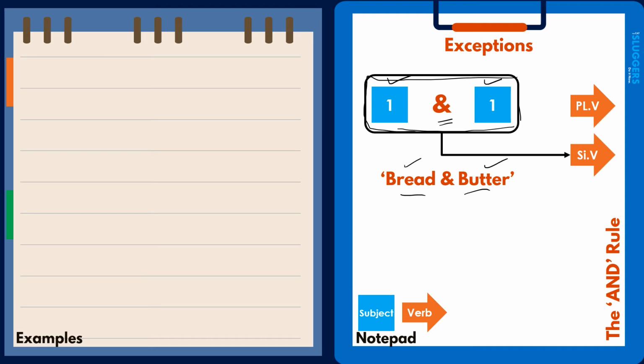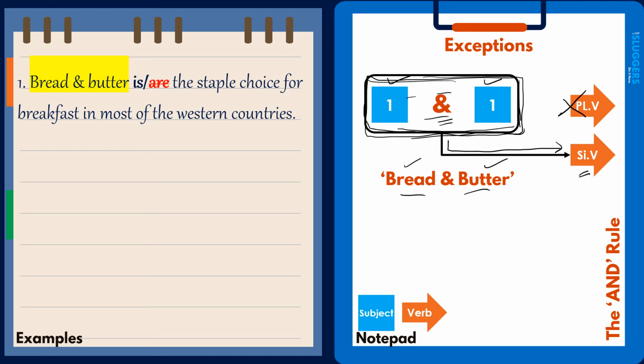So in such cases, the idea is आपको conceptualize कैसे करना है कि they have been used together so often that now they are considered as a single entity, okay, and hence you'd better use a singular verb for them instead of using a plural verb, okay. Let's look at an example. जैसे आप देखिए bread and butter is or are the staple choice for breakfast in most western countries. Well, obviously you will not use are, you'll use is, right?